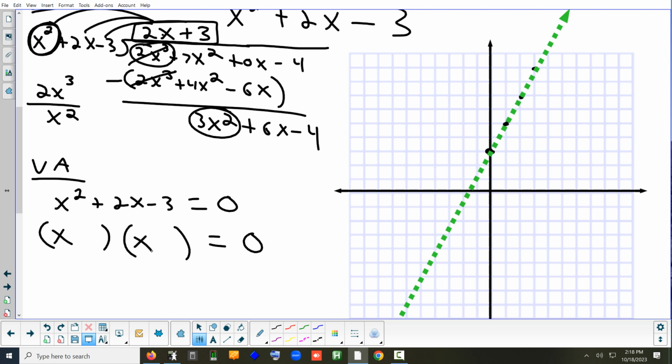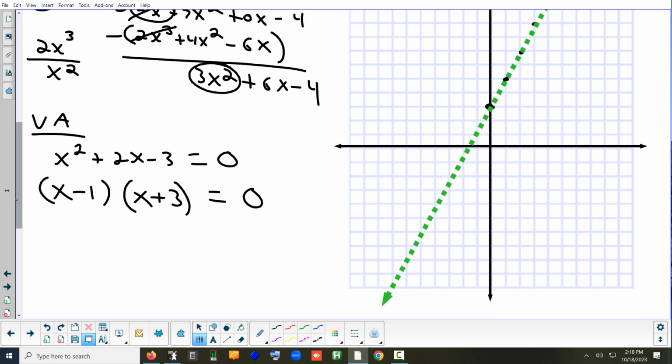Negative and positive. Yep, you're going to need one of each. And two numbers that multiply to give me 3. 1 and 3. Let's check it. 3x minus 1x, 2x. Perfect. All right. So what would you plug in here to make that 0?